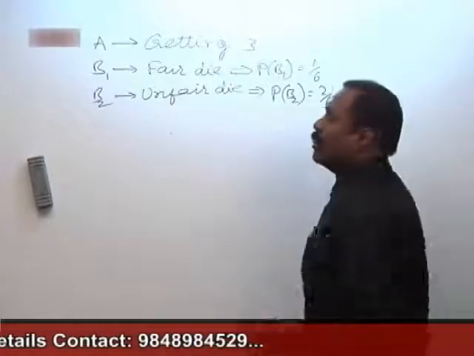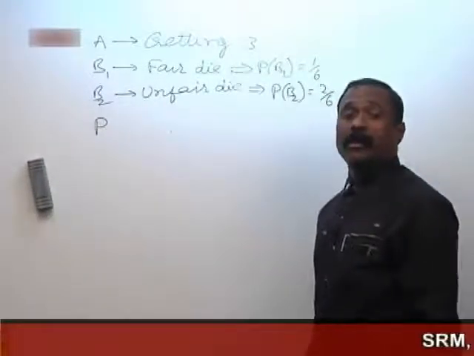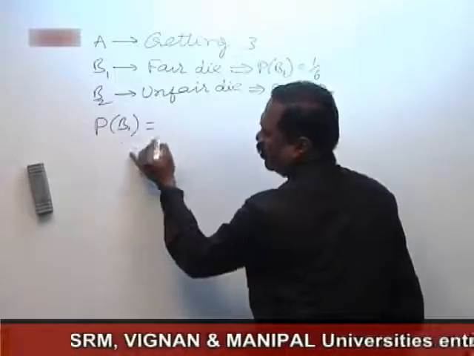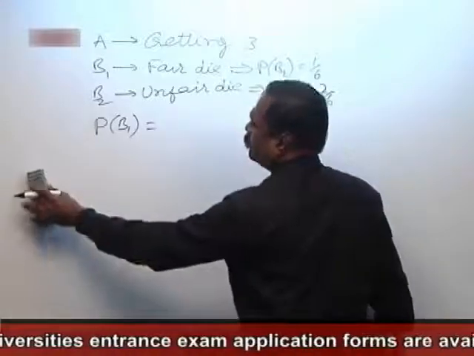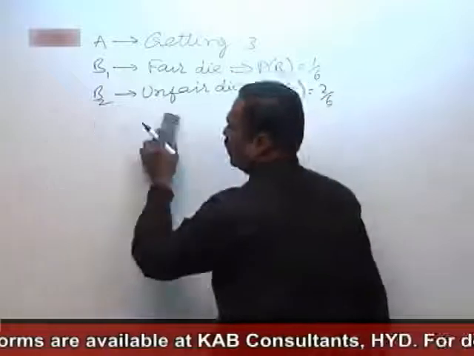Now, what is the probability of picking up the first die? It is P of B1, which is 1 by 4. What is the probability of picking up the second die? The second die is 3 by 4. Understand that first.